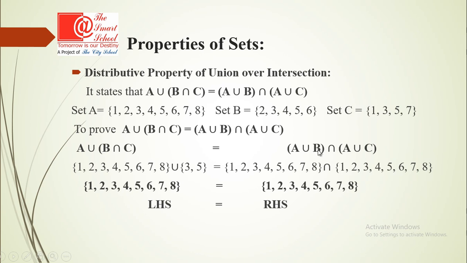Now here, first we will find A union B. So it is 1, 2, 3, 4, 5, 6, 7, 8, and A union C is also 1, 2, 3, 4, 5, 6, 7 and 8. Now when we make its intersection, because all the elements are common here, all the elements are part of the obtained set. So left hand side is equal to right hand side. So the distributive property of union over intersection is proved.